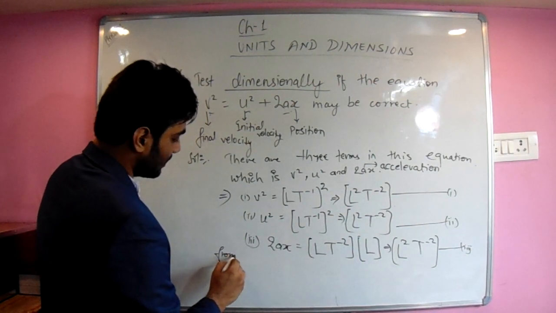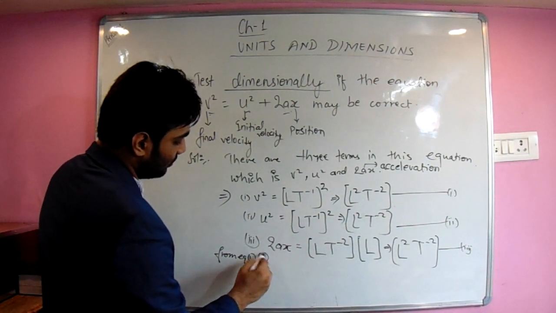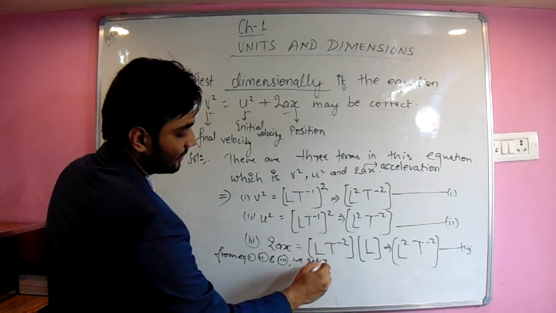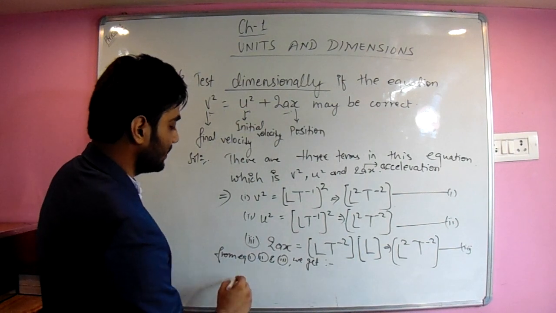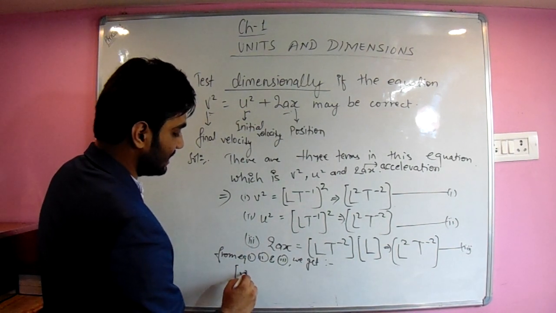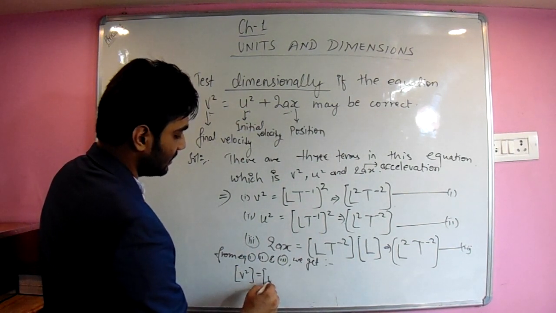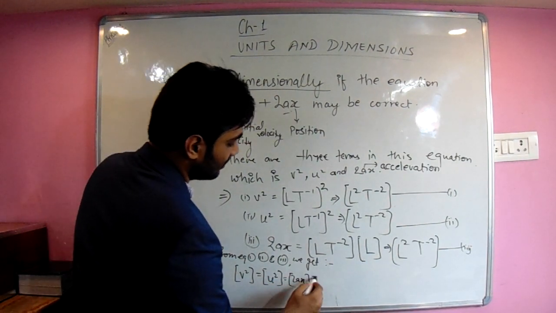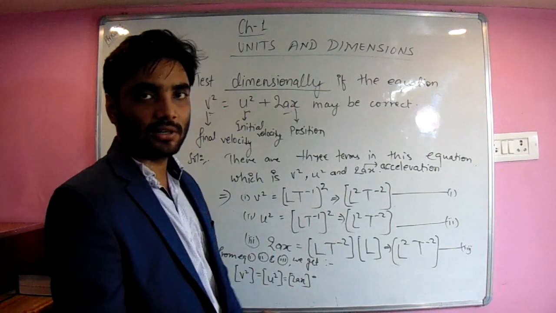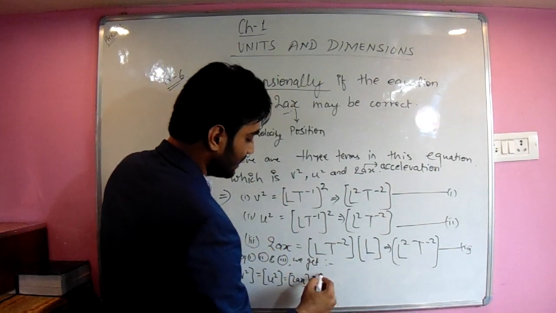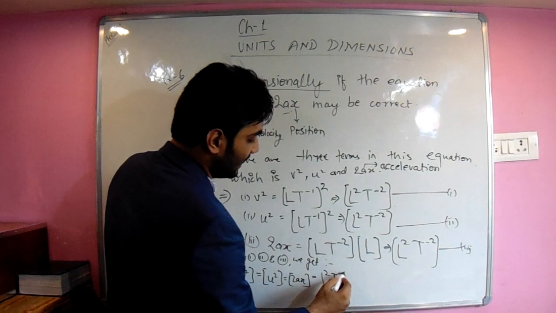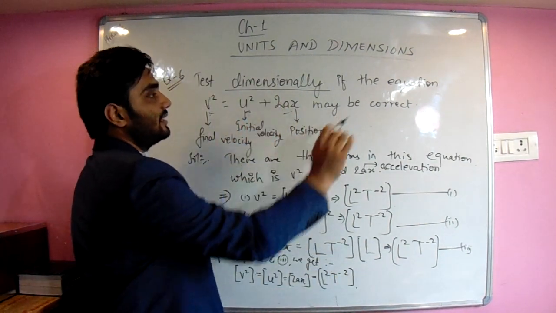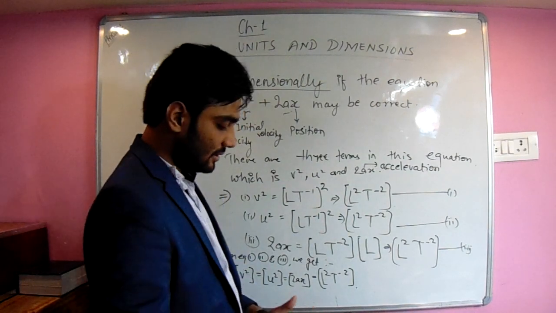From equations 1, 2 and 3 we finally get that these terms are dimensionally equal. 2 is dimensionless, a constant in this term, and the term has dimension L2T minus 2. So dimensionally it will be correct. Note it.